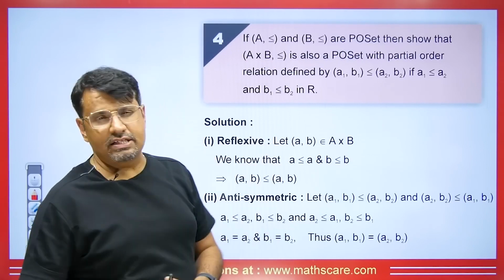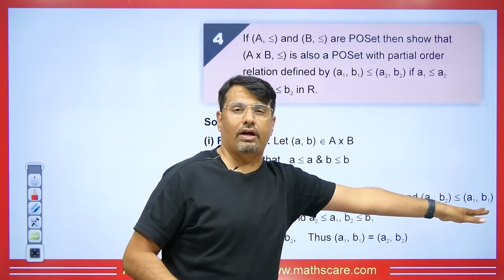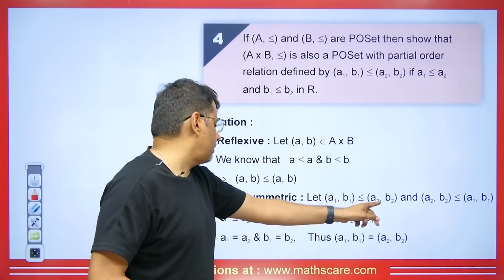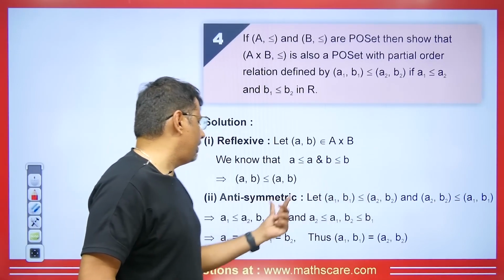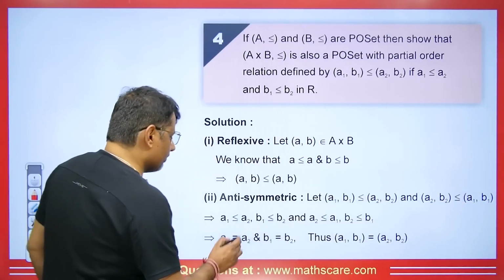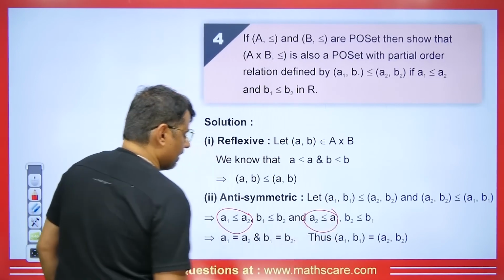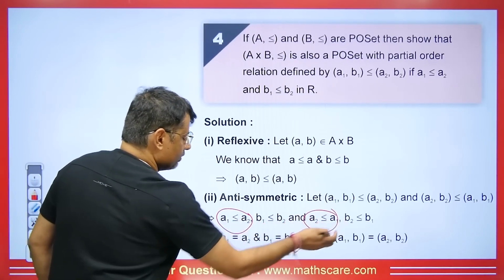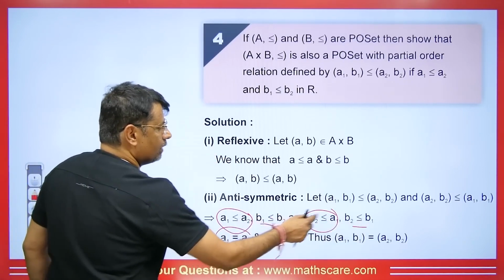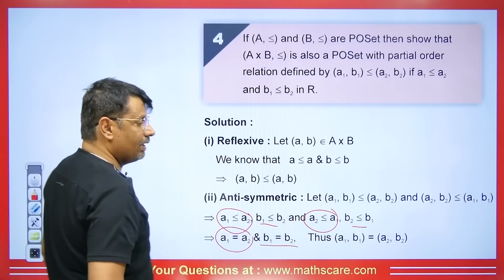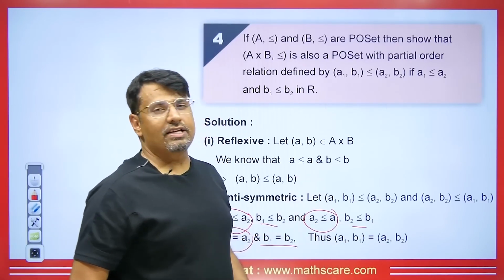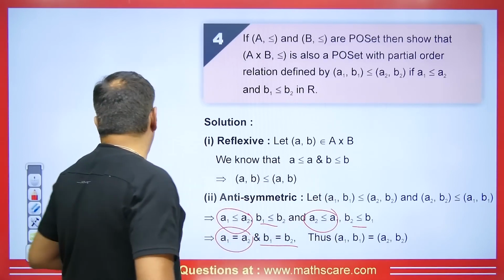Next is antisymmetric. So if this is smaller than this and that is smaller than this, then it means that both of the elements are equal. Let's see that if A1 is less than or equal to A2 and B1 is less than or equal to B2, then we have A2 is less than or equal to A1 and B2 is less than or equal to B1. Now, as per this condition, you can understand here A1 is less than or equal to A2 and A2 is less than or equal to A1, which means A1 is equal to A2. We'll see these two. B1 is less than or equal to B2 and B2 is less than or equal to B1. Then it means that B1 is equal to B2. That means both of these elements will be equal, and this is what the definition of antisymmetric is. So this will be antisymmetric.